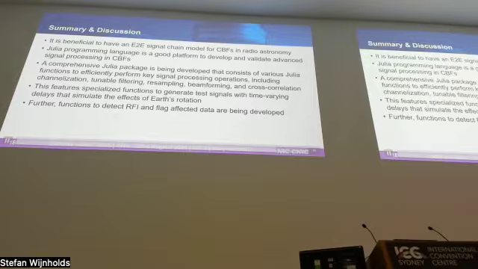In summary, having an end-to-end model for correlated beamformers in radio telescopes is beneficial. Such models can be used to confirm that key performance requirements are met early on. The Julia programming language has turned out to be an effective platform for developing advanced signal processing systems for modern radio telescopes. A comprehensive package is being developed to perform key operations such as channelizing, resampling, beamforming, and cross-correlation. This package will also include functions to generate test signals with time-varying delays and to detect and flag RFI.